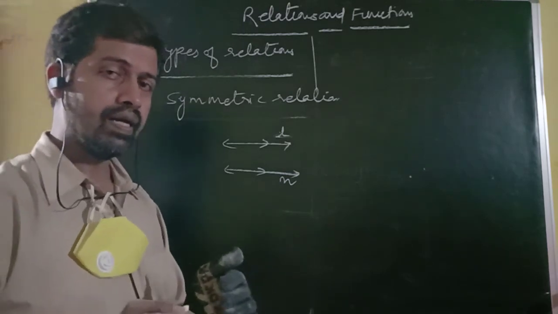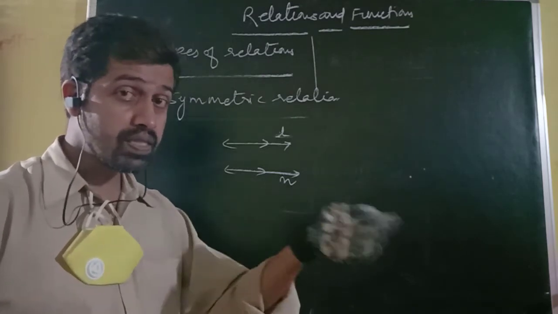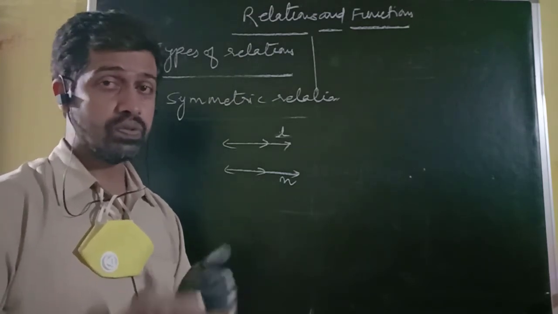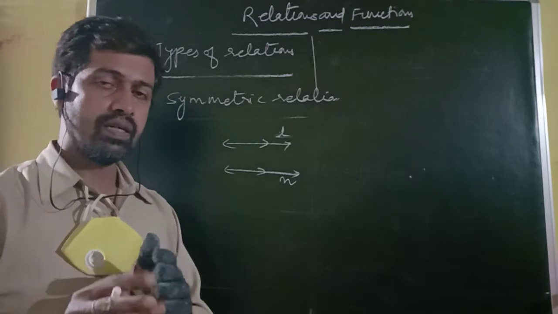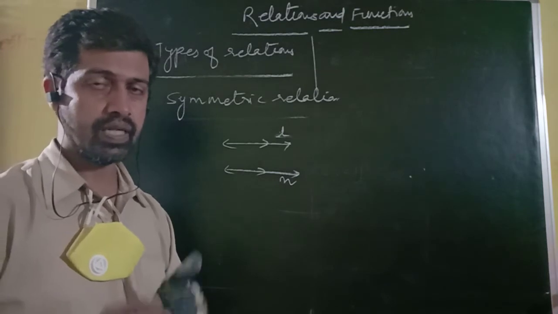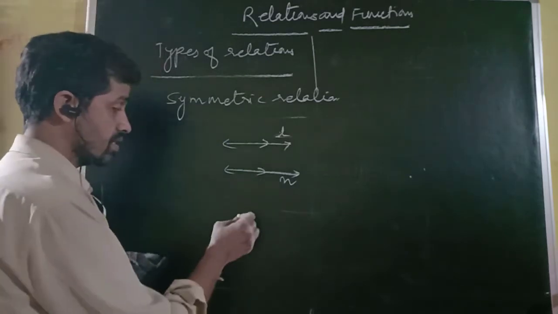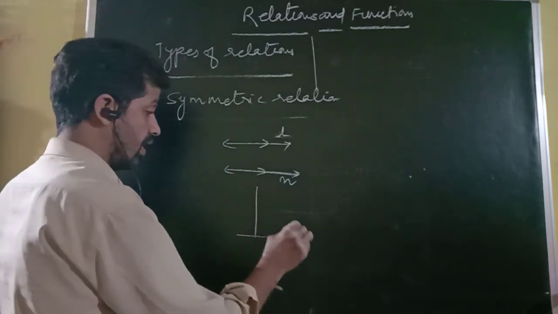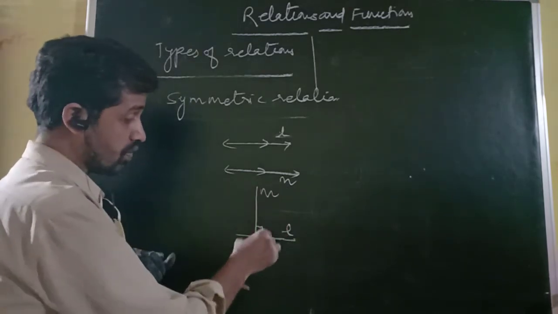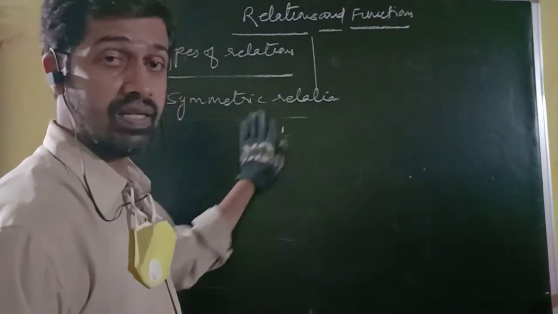If A is a brother of B, then can we say that B is brother of A? Not necessarily. B can be sister of A also. So logically we have to think whether the concept in the reverse way holds or not. That is called symmetric relation. Like a line is perpendicular to another line. See the diagram. Line L, line M. L is perpendicular to M, and M is also perpendicular to L. So perpendicularity is a symmetric relation. Hope the concept is clear.